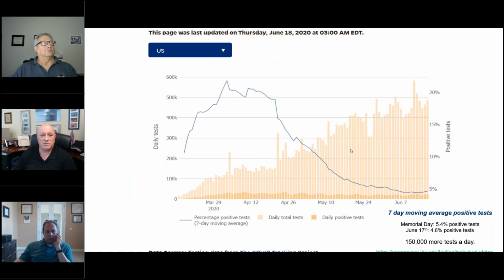So what's a good source to go get the latest information and what's really going on? This is the data as of 3 a.m. this morning from the COVID Tracking Project, on the Johns Hopkins site. You can go to the link I've got down here at the bottom, and you'll see that the number of tests is going up dramatically. The number of positive tests continues to go down as a percentage. On Memorial Day, we had 5.4% as our 7-day moving average. Today, we're now at 4.6% as things have opened up.